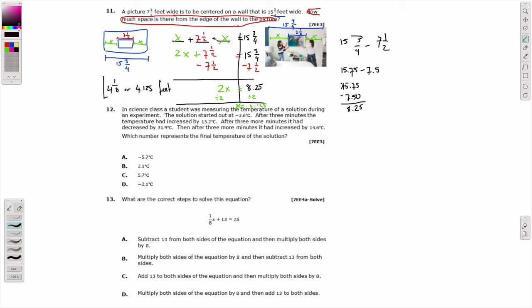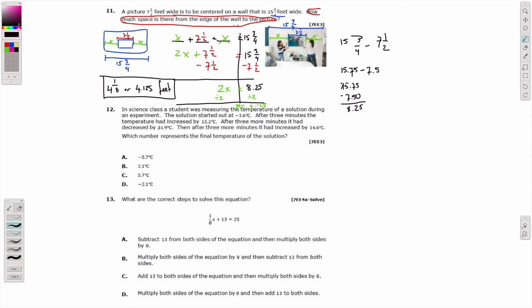That is the distance, because now I can double check that. 4 1/8 plus 7 1/2 plus 4 1/8 is equal to 15 3/4.